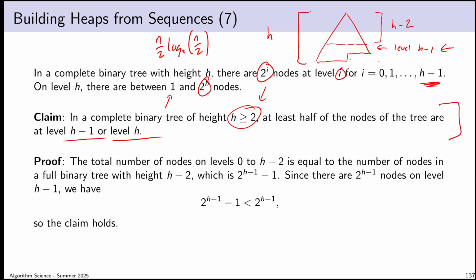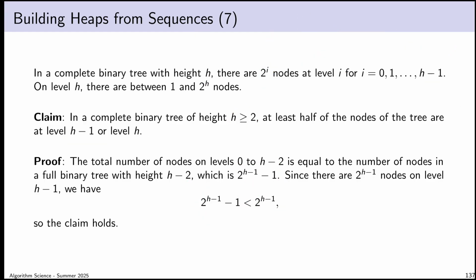And all I need to do for the proof is talk about levels 0 through h minus 2 up until level h and then level h minus 1 on its own. So if I look at everything up to level h minus 2, well, that's going to be a full binary tree. And we know that a full binary tree of height h minus 2 has this number of nodes in it. So in general, if I have a full binary tree of height k, the number of nodes is 2 to the k plus 1, all minus 1. And so applying that to h minus 2 gives me this. Okay, the number of nodes on level h minus 1, as I said above, is 2 to the h minus 1, which means the number of nodes above level h minus 1 is this number, and the number of nodes on level h minus 1 is this number.